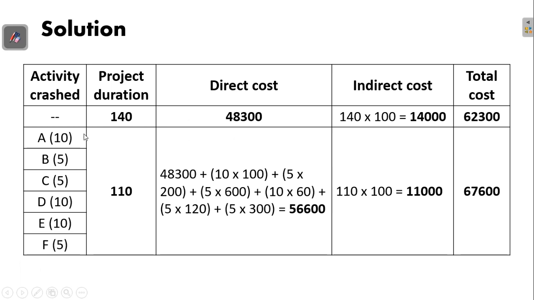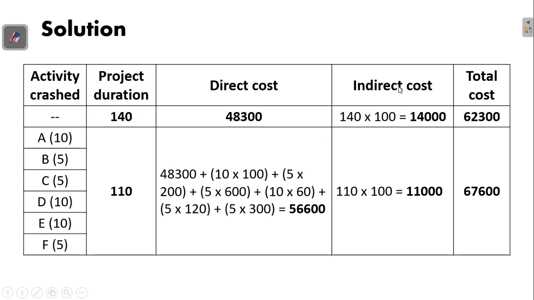So the associated costs now are computed for each activity and then added to the normal or direct cost. So this direct cost, 48,300, normally is the sum of all normal costs. Okay, so adding all normal costs from the original table, you'll have this direct cost for the project, which basically is for 140 days.